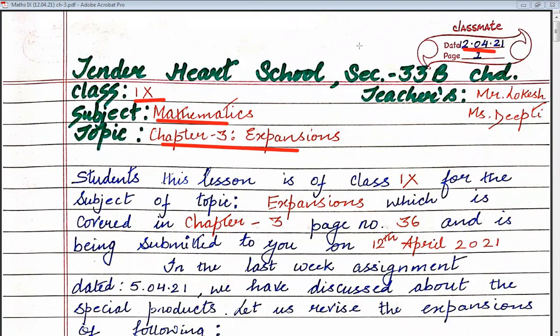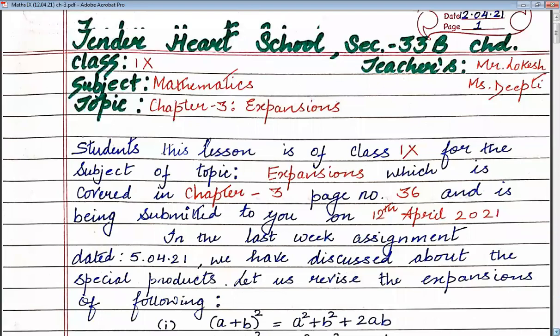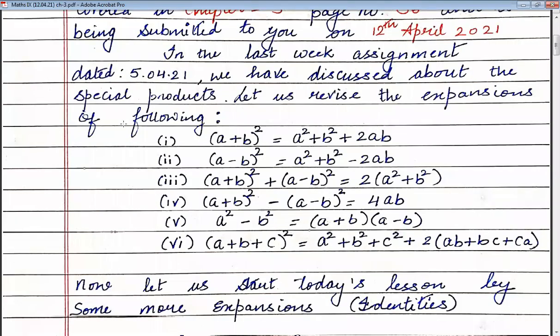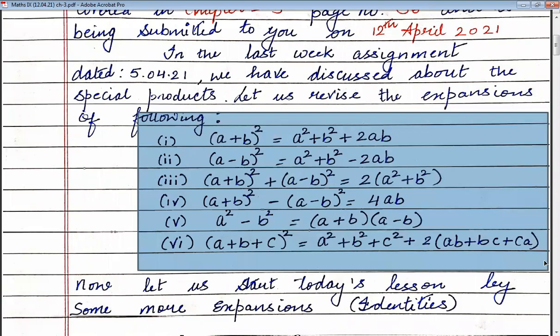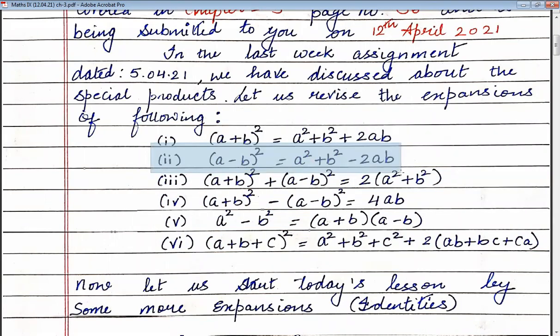Students, in the last week's assignment, we have already discussed the expansion of a few algebraic expressions. Let's have a look and revise all these one more time. The first expansion, or you can call it a special product or identity, is (a plus b) whole square, which is equal to a square plus b square plus 2ab. The second one is (a minus b) whole square, which is a square plus b square minus 2ab.